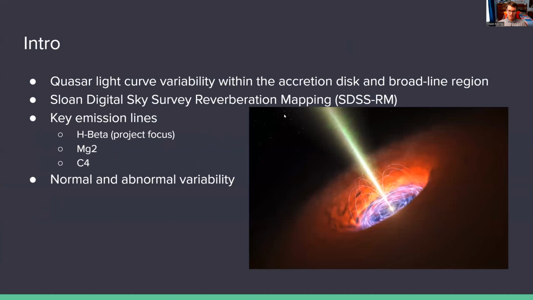Quasars are large, actively feeding supermassive or ultramassive black holes in the centers of faraway galaxies. Quasar light curve variability within the accretion disk and the broadline region shortly outside the accretion disk is measured with the Sloan Digital Sky Survey, or SDSS, Reverberation Mapping Project. The key emission line that we focus on is the H beta emission line, which is the main focus of this project. Other emission lines not studied were the MG2 and C4 emission lines. This project looked for normal and abnormal variations and variabilities within the reverberating AGNs, active galactic nuclei, and quasars.